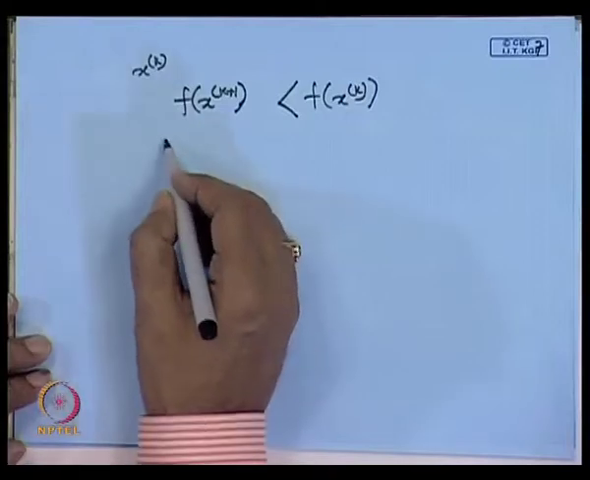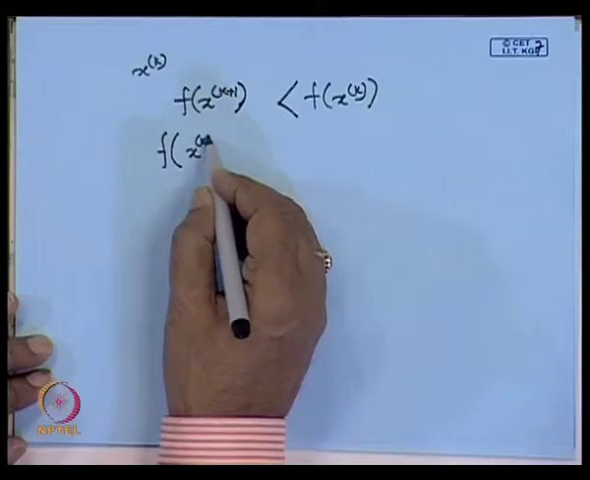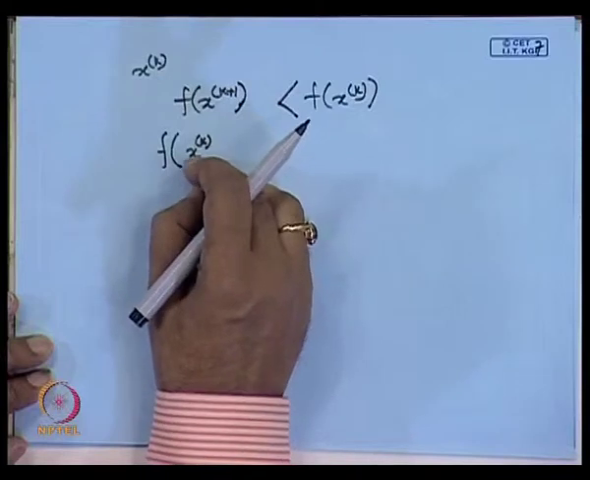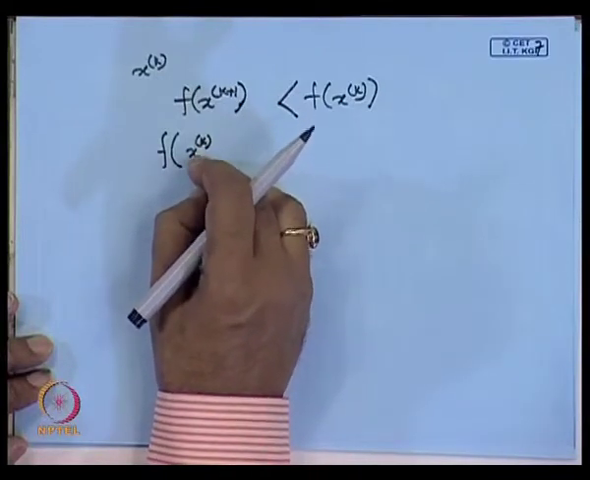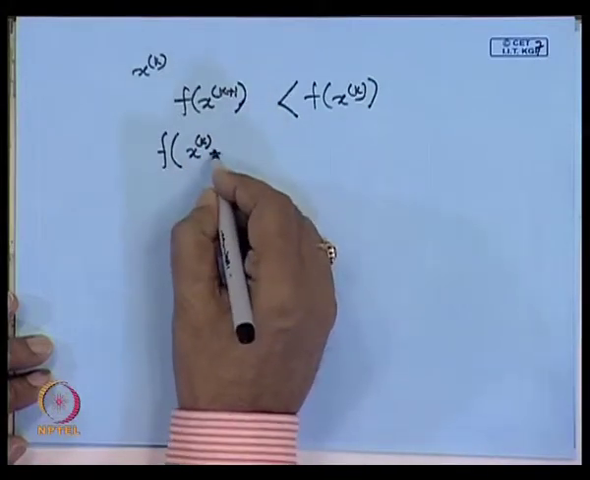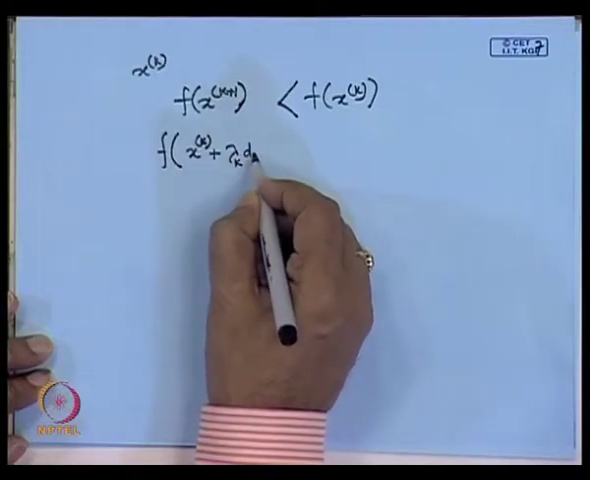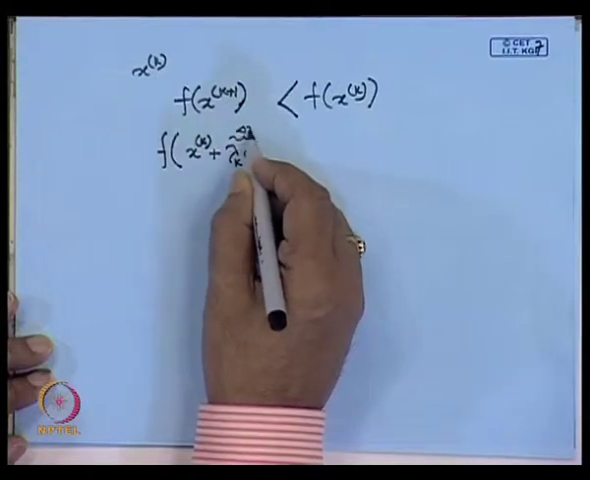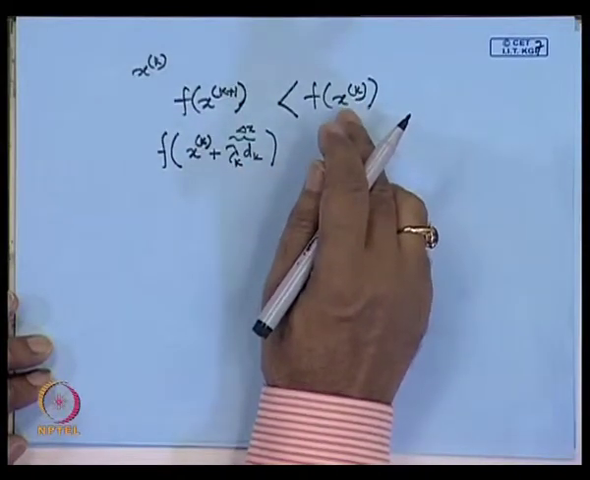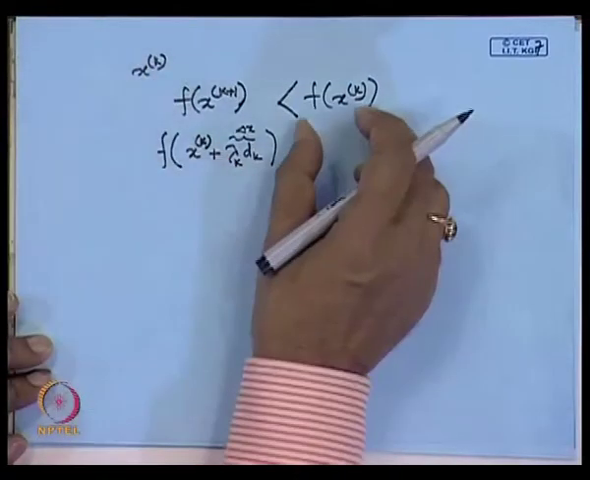Now, what is the k plus 1th iteration value? It is the kth iteration value plus some perturbation about the kth iteration value of the decision variable. Let us call that perturbation lambda k d k, which I am writing as delta x. So, at the kth iteration the decision variable value is x to the power of k, and the function value is this one.